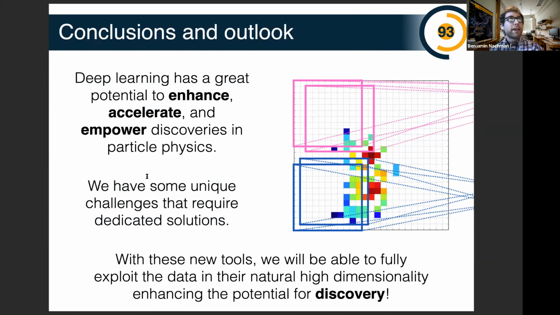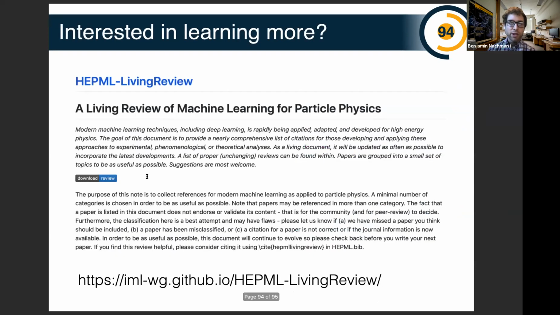And so now my last slide, I think deep learning has a great potential to enhance, accelerate, and power discoveries in particle physics. I think we have some unique challenges that require dedicated solutions, but I also think that there are some tools that we can borrow from industry, as well as possibly some solutions that we can provide that might improve machine learning elsewhere. With these tools, we'll be able to fully exploit the data and their natural high dimensionality, enhancing the potential for discovery, I hope.